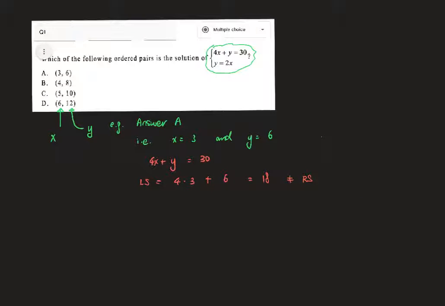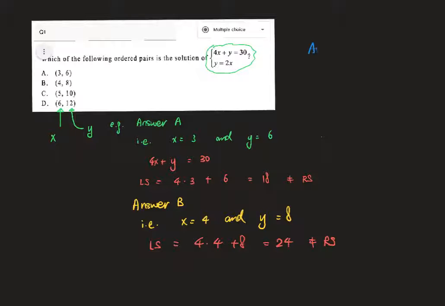How about B? That is x equals 4 and y equals 8. Let's check again for the first equation. Left side will become 4 times 4 plus 8, which is 24. Again, not equal to the right side. Therefore, B is not the answer.